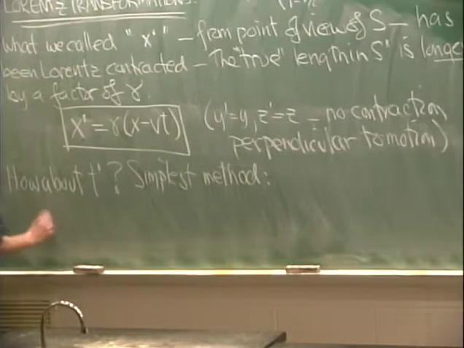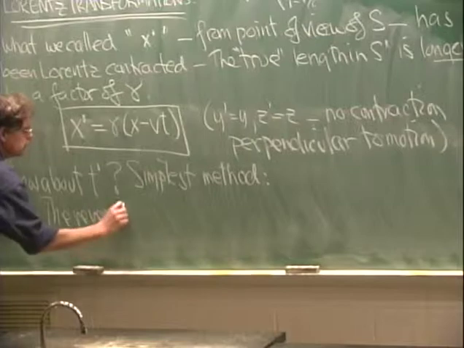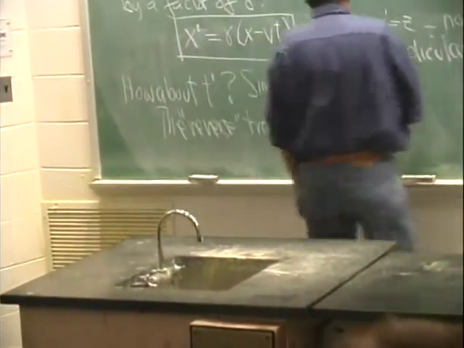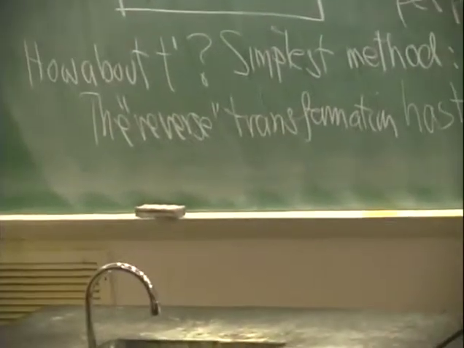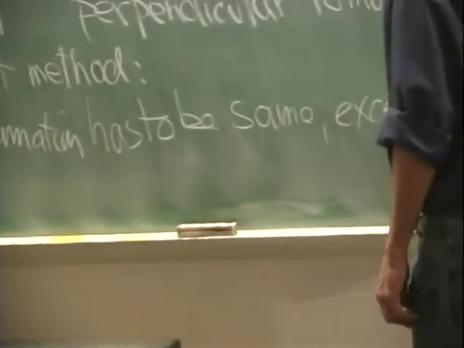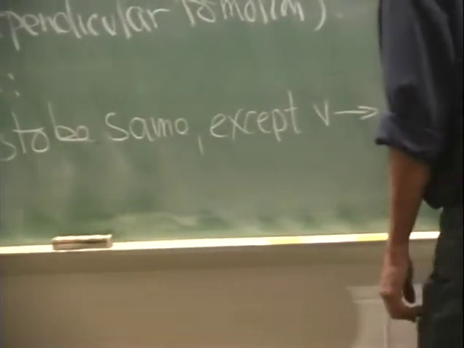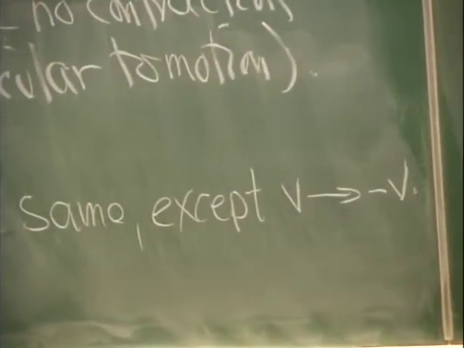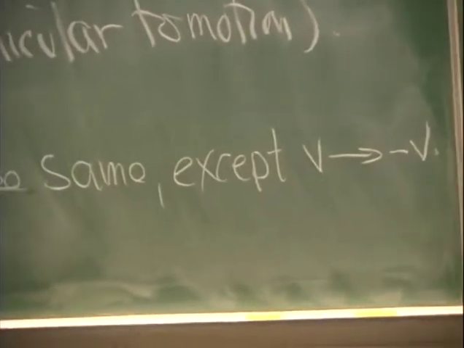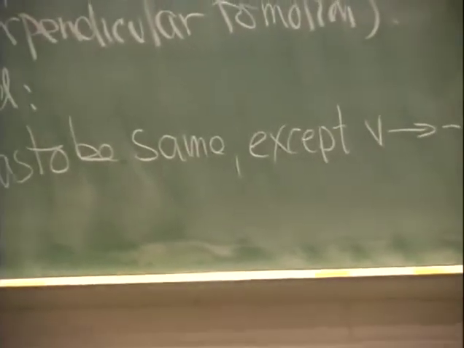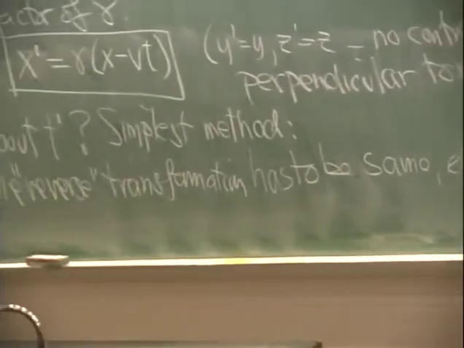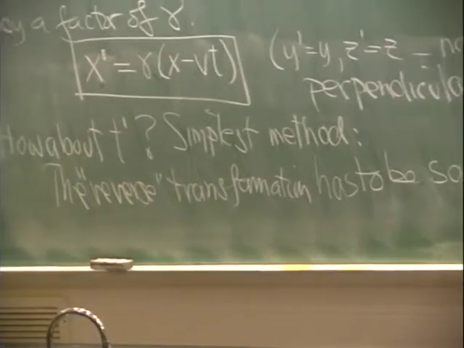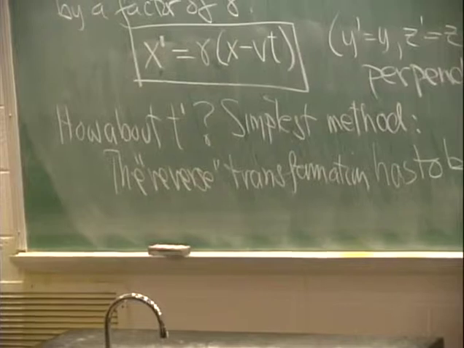So, the reverse transformation has to be the same, except that v goes into minus v. Because if S prime is going to the right at speed v, then S is going to the left at speed v. Just switch the sign of v. That's a handy thing to remember, by the way, because people always list the Lorentz transformations in one direction. And occasionally some problem comes up, you need to put the dictionary in the other direction. It's trivial. Just flip the sign of all of these, and you've got it.